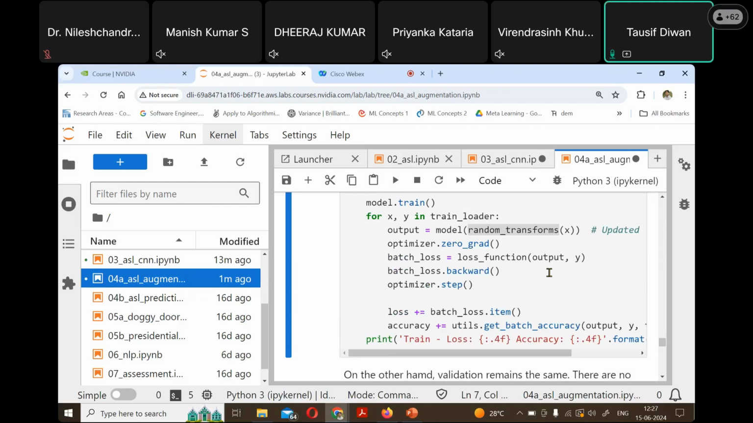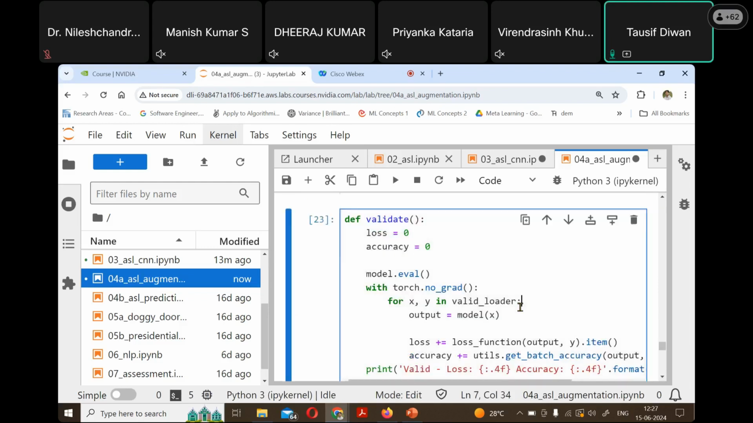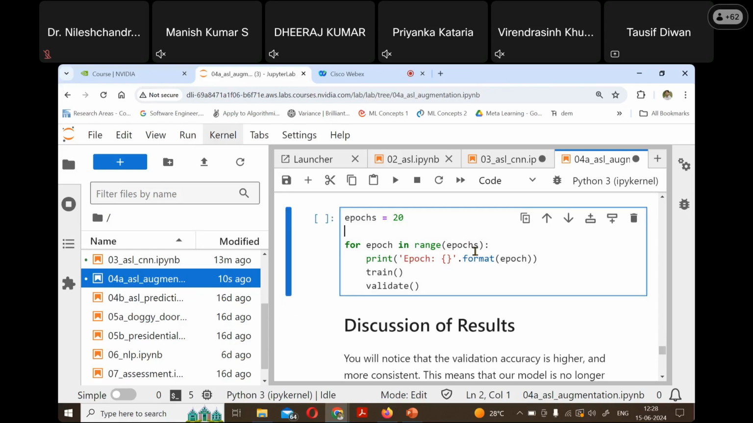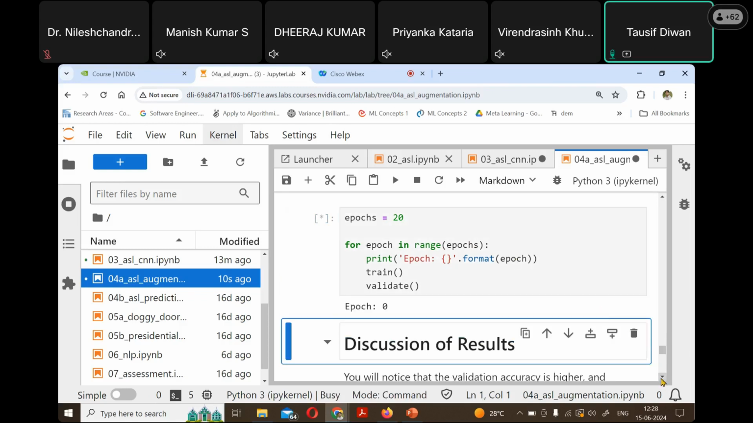Transformation or augmentation is applied only at the time of model training. Augmentation is not used in model validation or model testing. It is used for model training only. Exactly the same things are there. Just run this cell. Now run this model for 20 epochs.